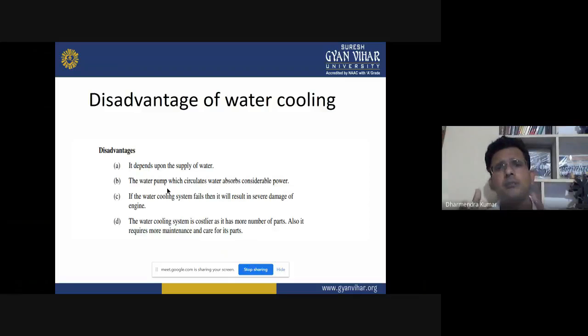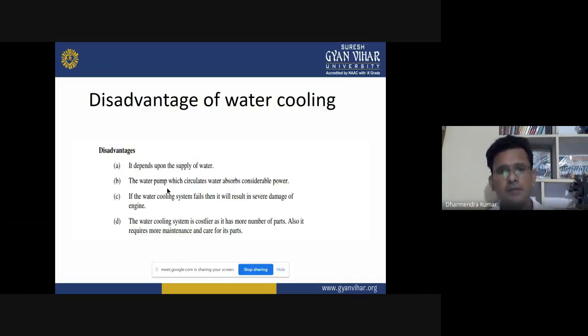The water cooling system means usage of water for cooling purposes. Similarly, as we have seen in the air cooling system, air is the medium for cooling, and in the water cooling system, water is the medium.